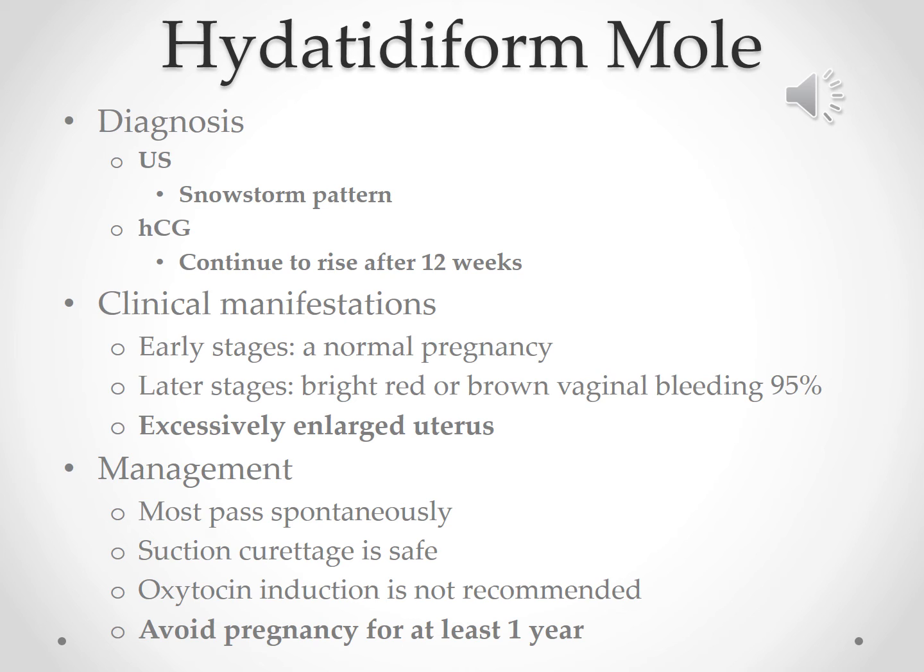So what does the woman look like? Well, early on, if she doesn't know it's a molar pregnancy, she may feel like everything is the way it's supposed to be. It just advances like a normal pregnancy. But as you start getting out of that first trimester and into the second trimester, you're going to see an excessively enlarged uterus. So somebody who is only 14 or 15 weeks may look like she's 20 weeks. A lot of times people will think, oh, maybe I have a twin pregnancy or something, and that will cause them to do an ultrasound at that point if there hasn't been one before.